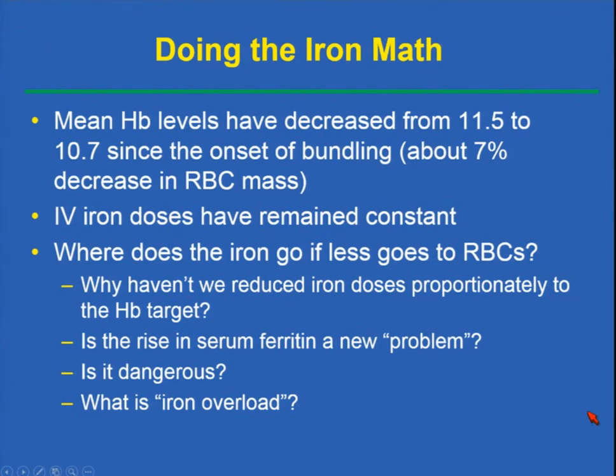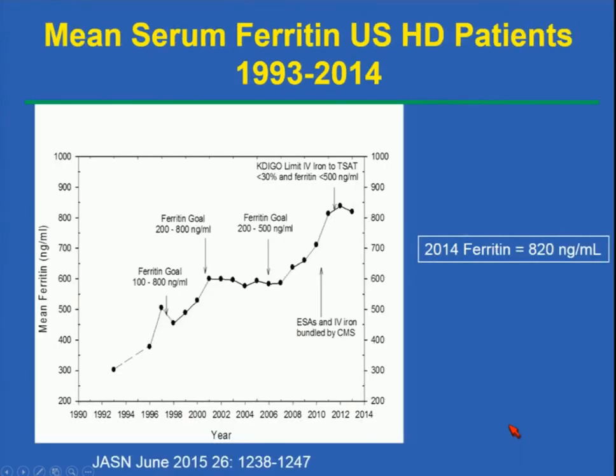So the question is, if less iron is going into the red cells because the red cell mass is decreased, where's the rest of that iron gone? Why haven't we proportionally decreased the iron doses to that lower hemoglobin target? Is this rise in serum ferritin a new problem? Is it dangerous? And what is iron overload, and what is the relationship, if there is iron overload, to this change in practice in terms of IV iron and hemoglobin targets?